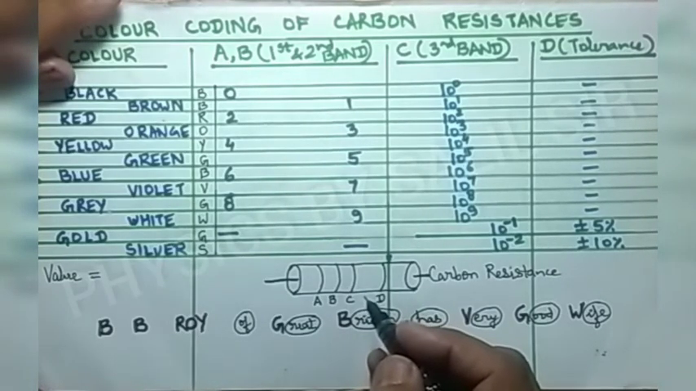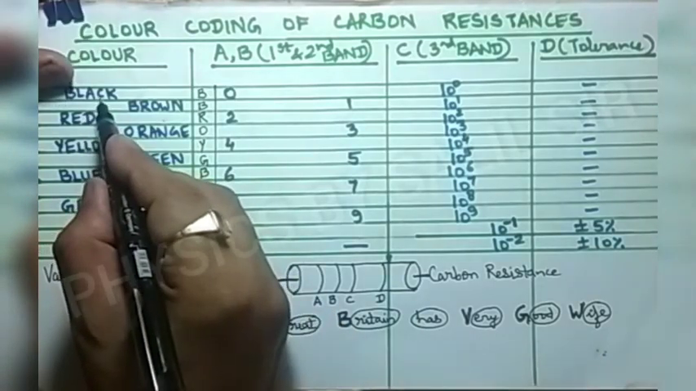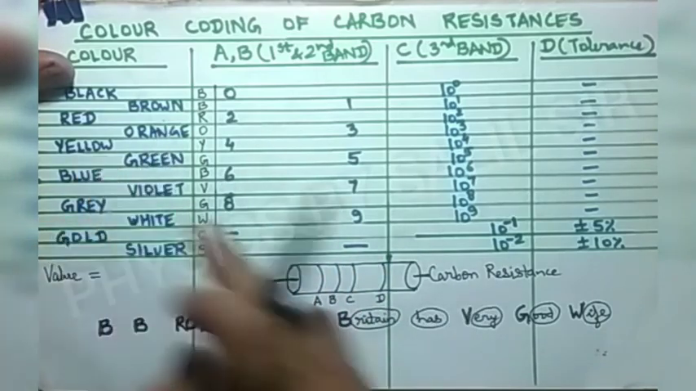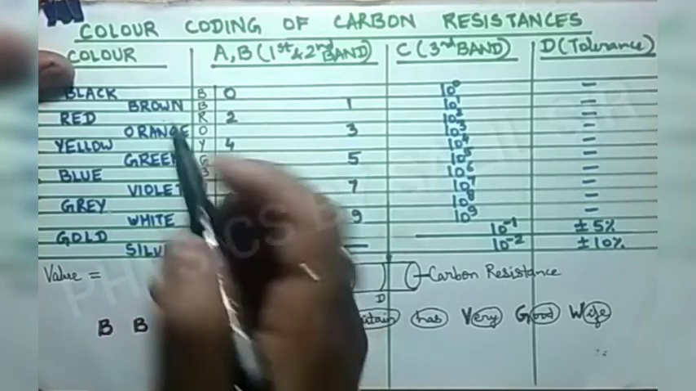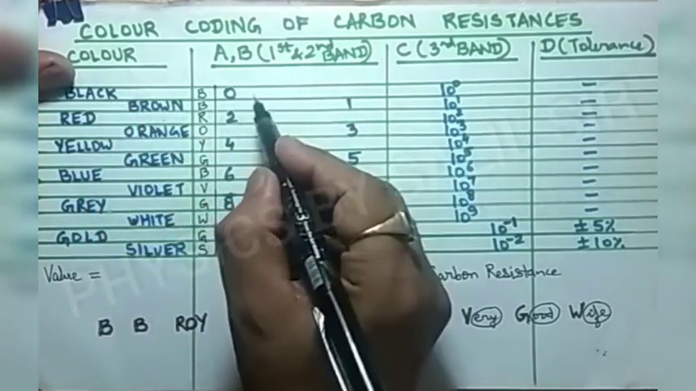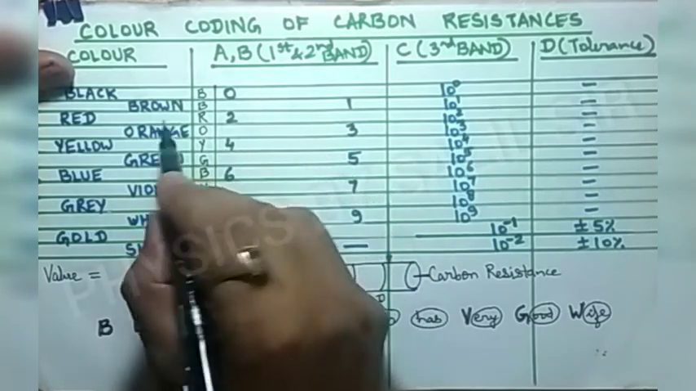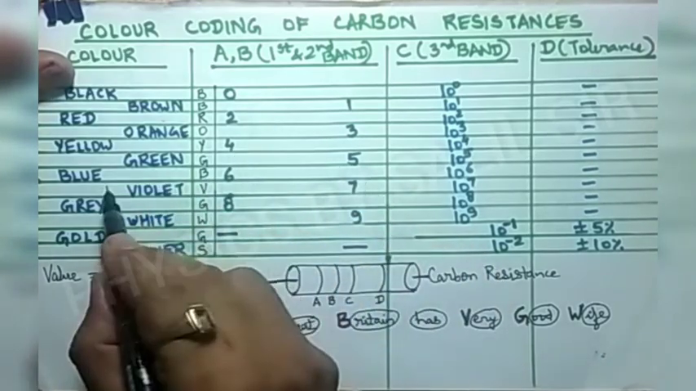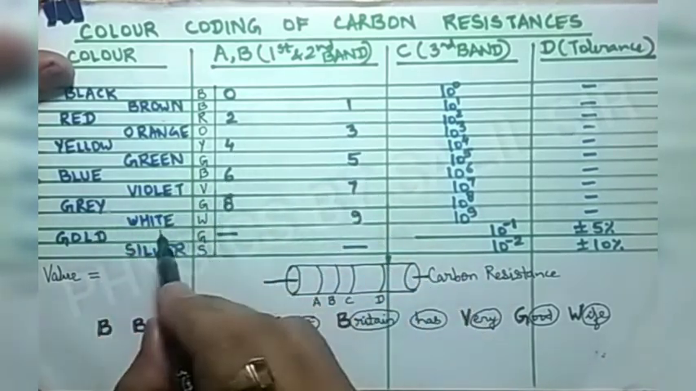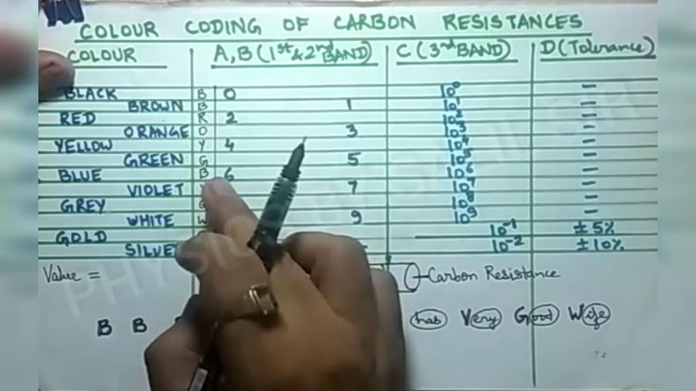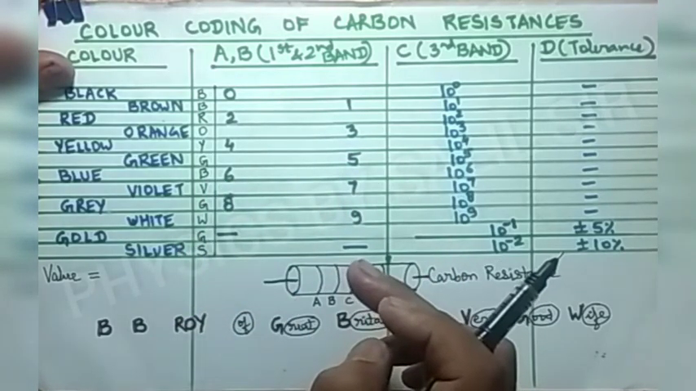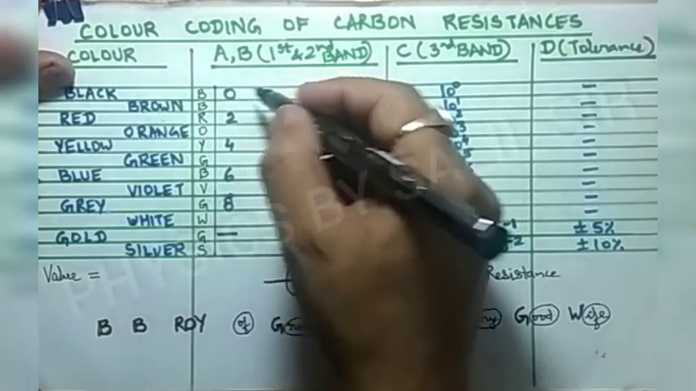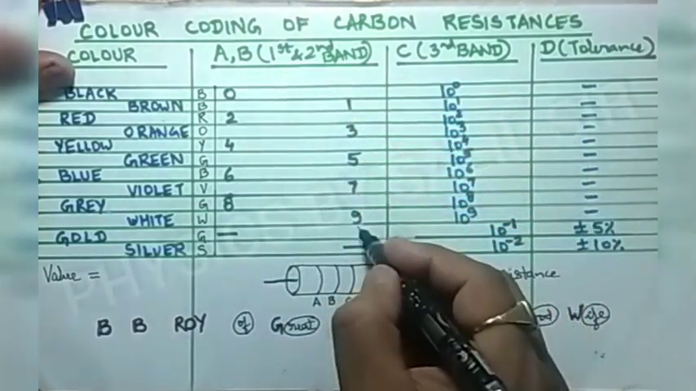So let's start. Suppose this black color is any of the bands, it is not necessary that black should be the first band. For black the value is 0, for brown 1, red 2, orange 3, yellow 4, green 5, blue 6, violet 7, gray 8, white 9. So these are the values of different colors, and these values are in increasing order of the numbers 0, 1, 2, 3, 4, 5, 6, 7, 8, 9, up to 9.